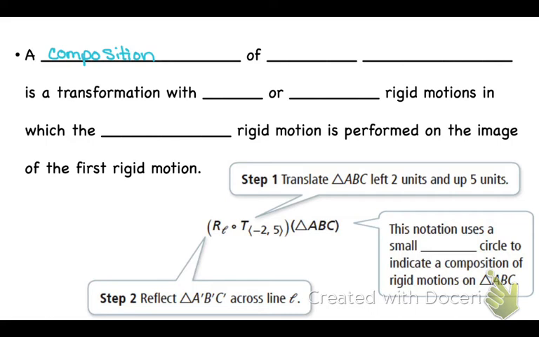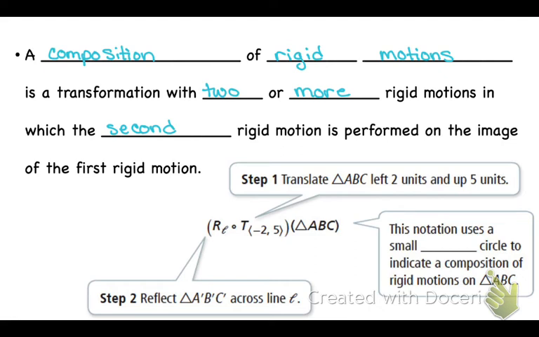So a composition of rigid motions is a transformation with two or more rigid motions in which the second rigid motion is performed on the image of the first rigid motion. Okay, so those are a lot of words, so we need to figure out what those words mean.